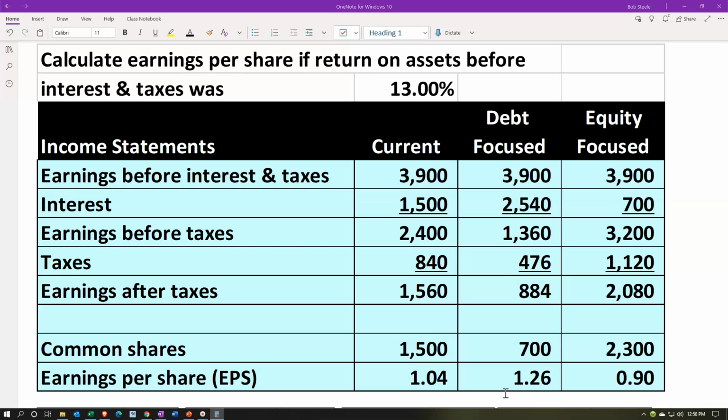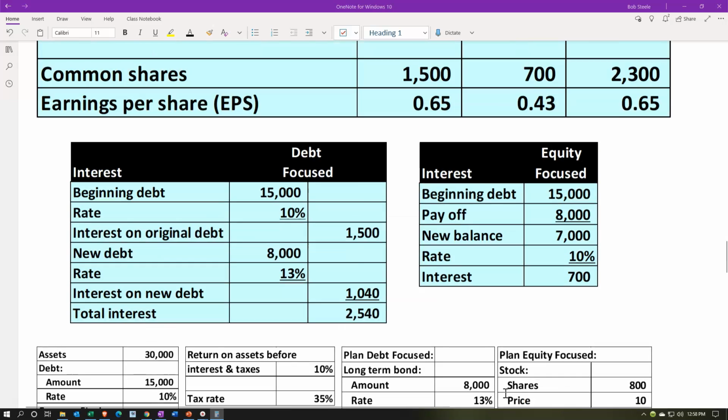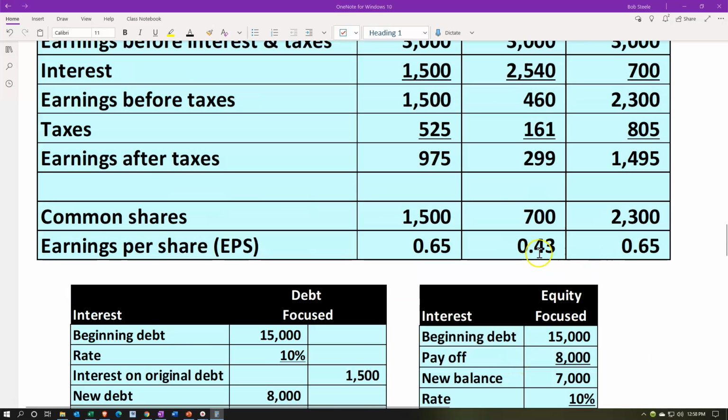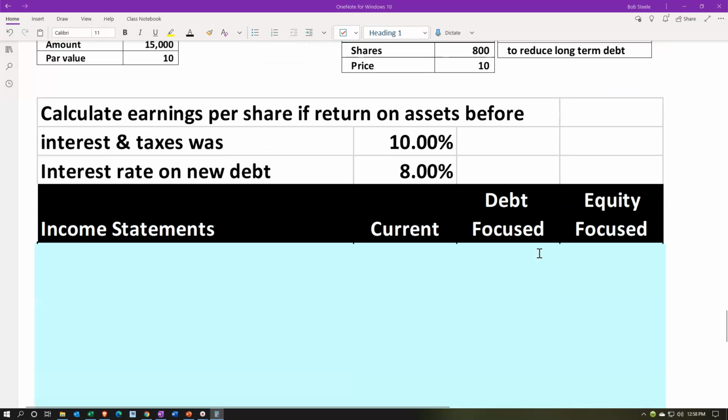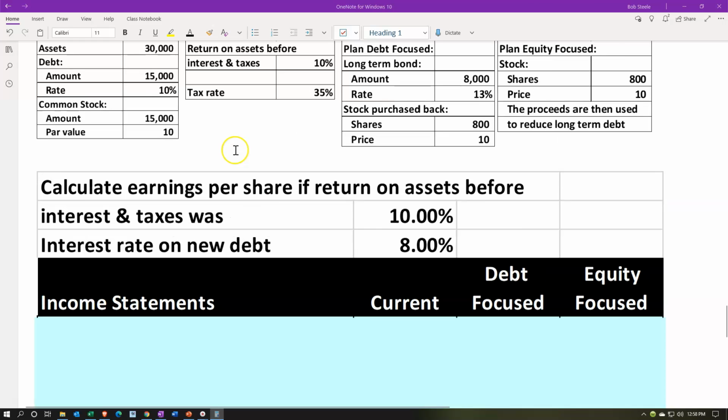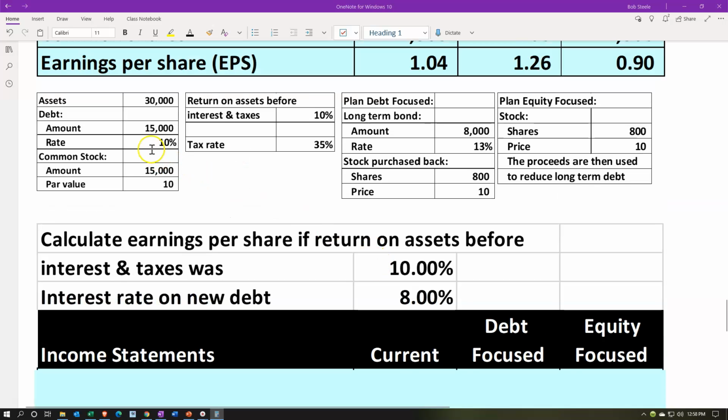But you could see the effect that the leverage can have, and you can compare it to the scenario here as we move forward. Now let's take a look at the next scenario. We're going to calculate the earnings per share if the return on assets before interest and taxes was back to the 10%. So we're back to the same return we had before, the 10%. But now we're going to say the interest rate is a little bit more reasonable. It's now 8% as opposed to the 13%. The 8% being less than the return on assets and less than the prior interest rate.